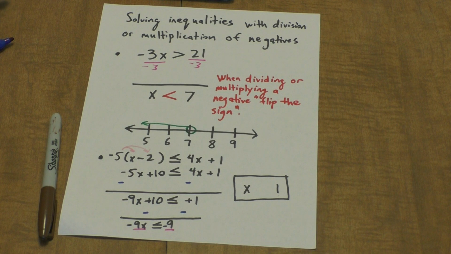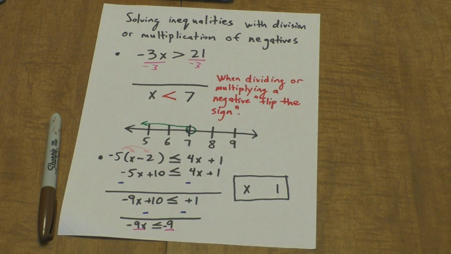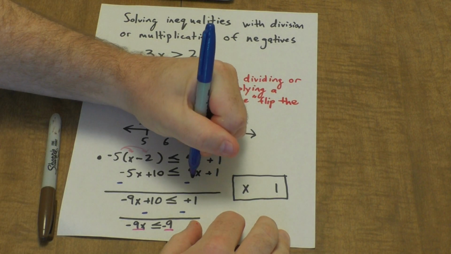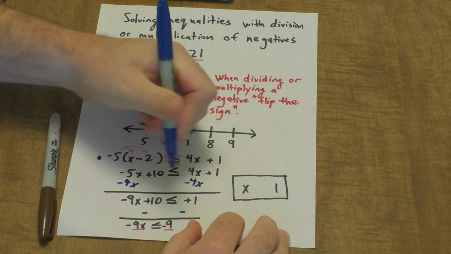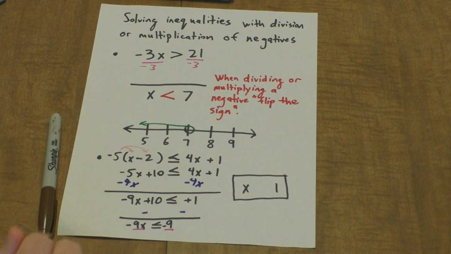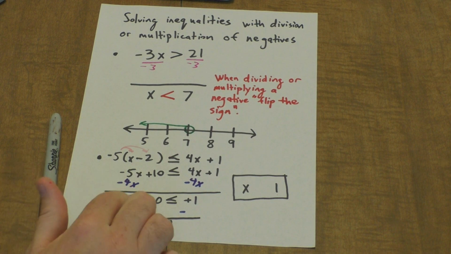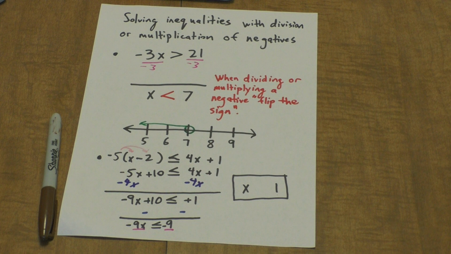But like the last equations video that I showed you guys, I have variables on both sides. I'm going to move the variables to the left, so that means I'm going to subtract 4x on both sides. 4x minus 4x is 0, so those cancel out. Negative 5x minus 4x is negative 9x. So negative 9x plus 10 is less than or equal to 1.